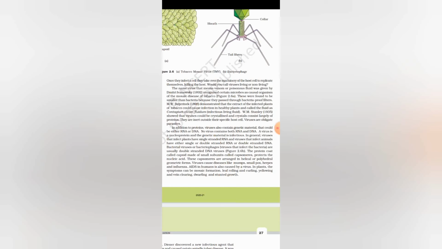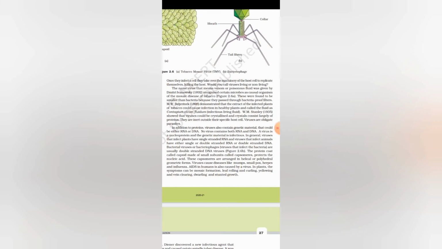In general, viruses that infect plants have single stranded RNA, and viruses that infect animals have either single or double stranded RNA or double stranded DNA. Bacterial viruses or bacteriophages, viruses that infect bacteria, are usually double stranded DNA viruses (Figure 2.6b). The protein coat called capsid, made of small subunits called capsomeres, protects the nucleic acid. These capsomeres are arranged in helical or polyhedral geometric forms.